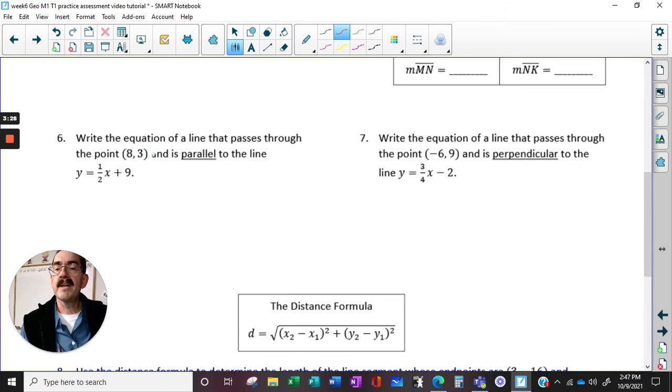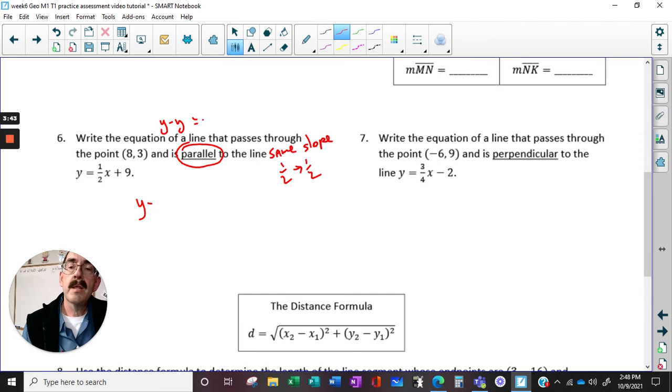All right, the equation of the line passing through the point that is parallel. Parallel, same slope. 1/2 becomes 1/2. So y minus y1 equals m times x minus x1. Y minus 3 equals 1/2 times x minus 8.